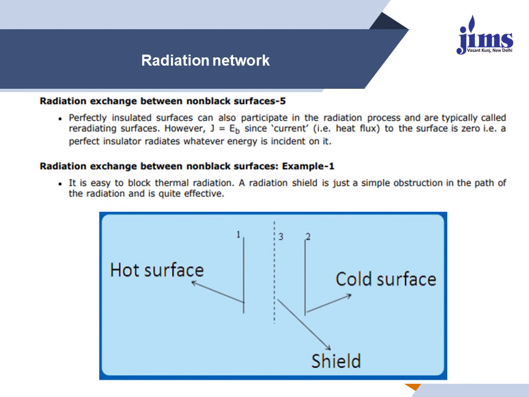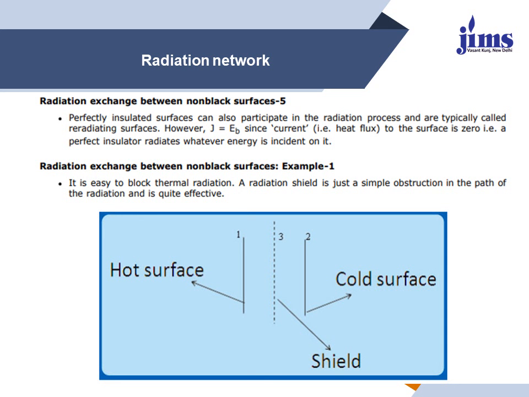So next is radiation network between non-black surfaces. A perfectly insulated surface can also participate in the radiation process and is typically called a radiating surface. However, J is equal to EB, since the net current to the surface is 0. That is, a perfect insulator radiates whatever energy is incident on it.